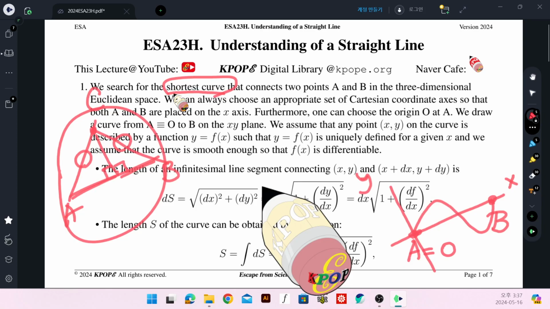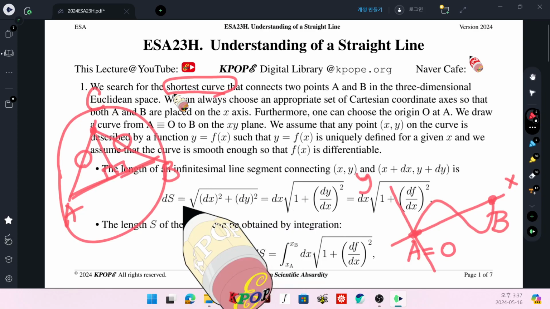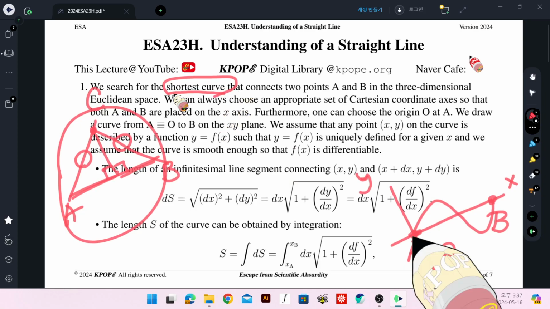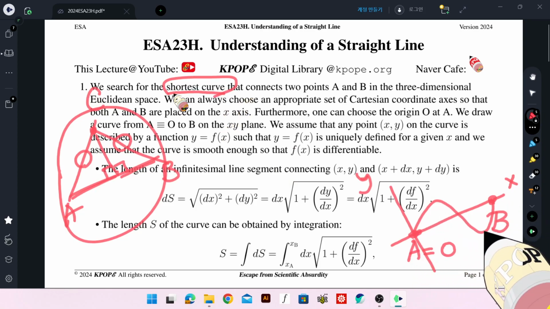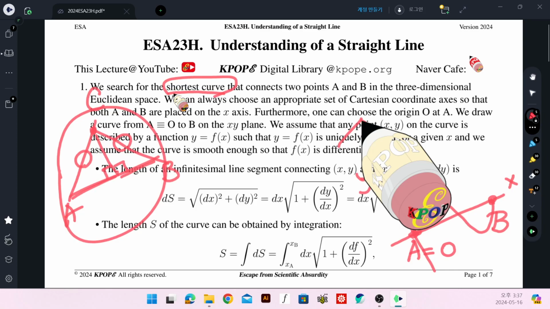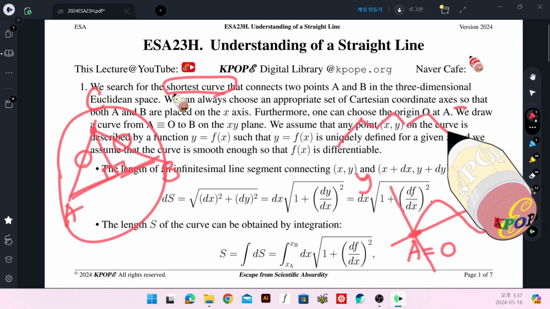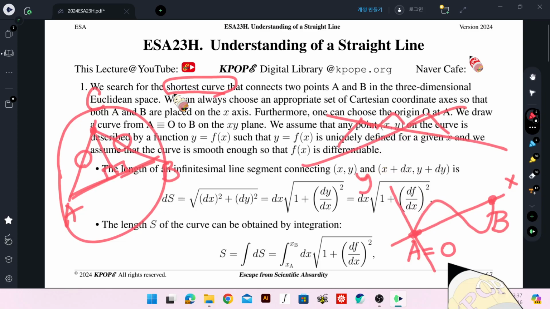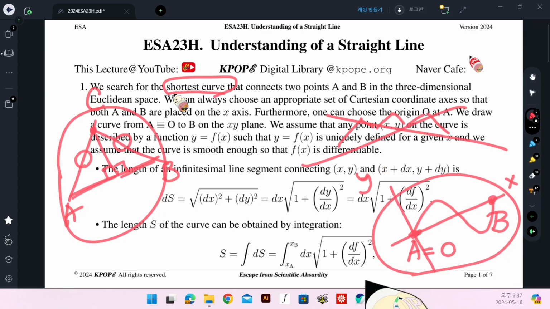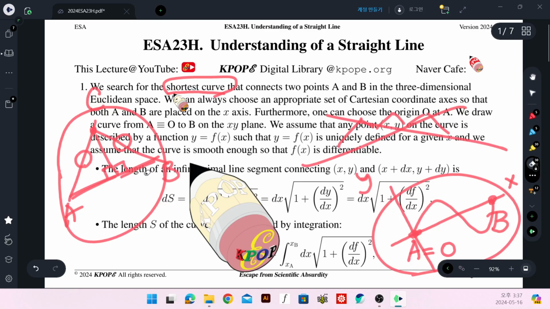We would like to generalize this idea to a more general case, that is a curve. It's not a connection of broken lines, right? No, not at all. We'd like to find the smooth curve. Among the smooth curves, the straight line is the shortest path. Okay.